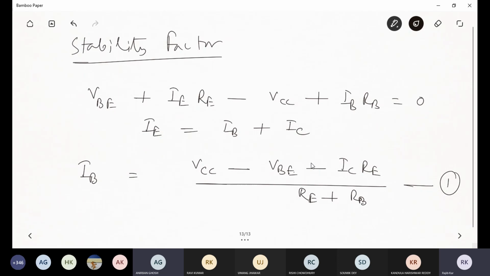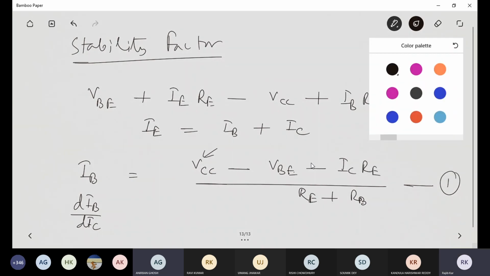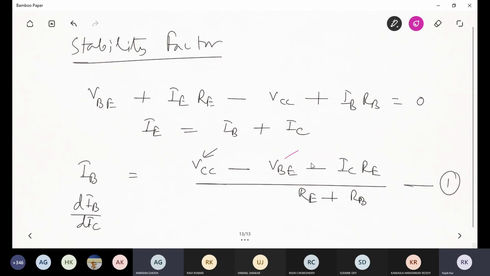Now if you take this derivative of IB with respect to IC, what will be the value? VCC is constant, VBE is constant. And if you are taking with respect to IC, that means this will be minus RE, right? So this will be minus RE divided by RE plus RB. Okay, let us call this equation number 2.